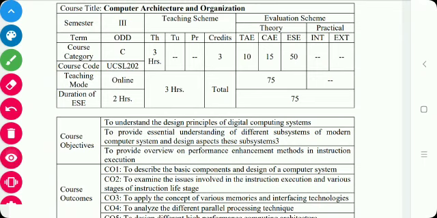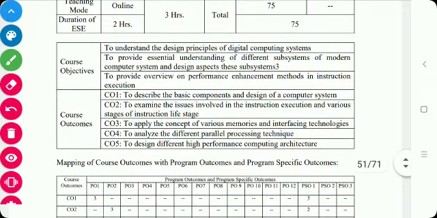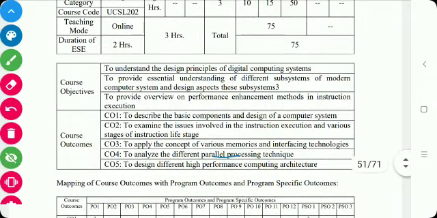Now, the course outcomes. The first is to describe the basic components and design of a computer system. Second, to examine the issues involved in instruction execution and the various stages of the instruction life cycle.